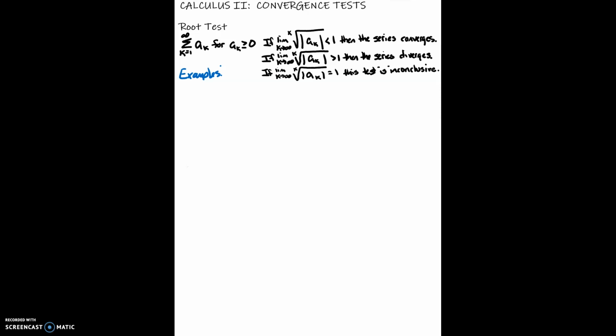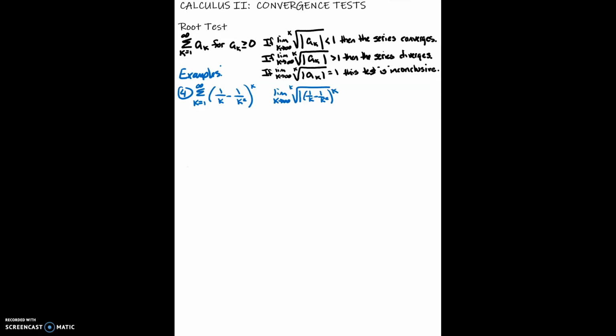I want to do some more examples of looking at the root test to determine convergence of a series. Let's try the sum as k goes from 1 to infinity of (1/k − 1/k²) raised to the k. Again, remember with the root test, we actually take the limit as k goes to infinity of the kth root of the absolute value of the terms of the series.